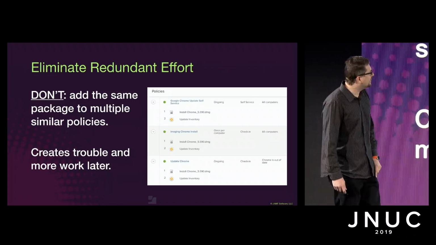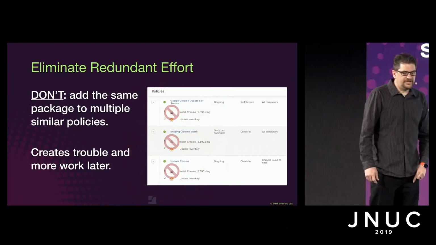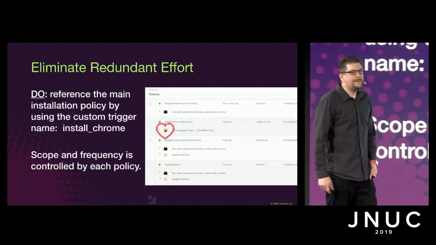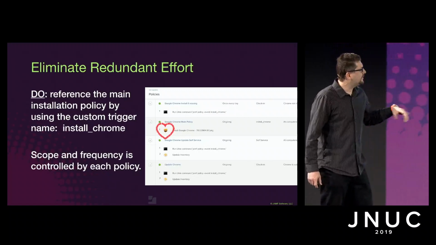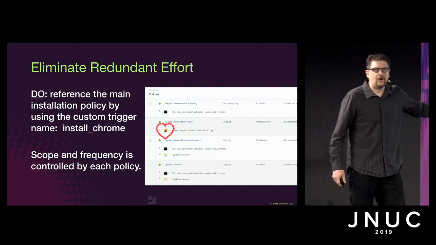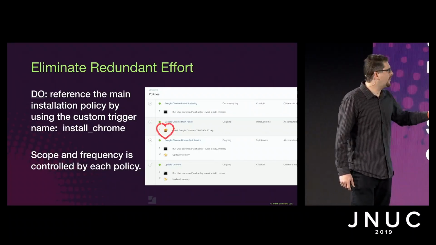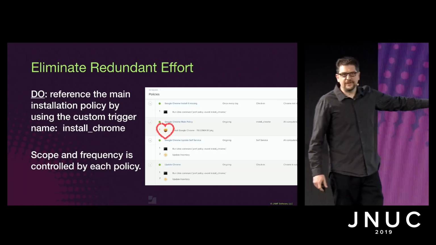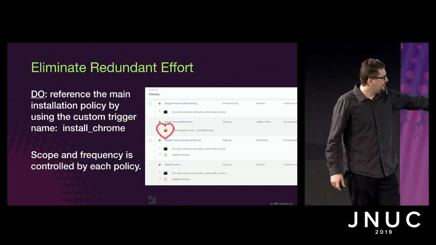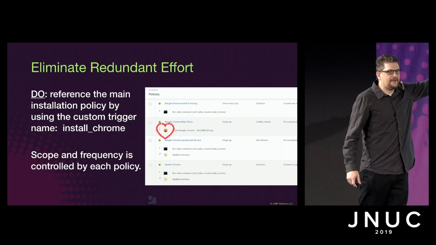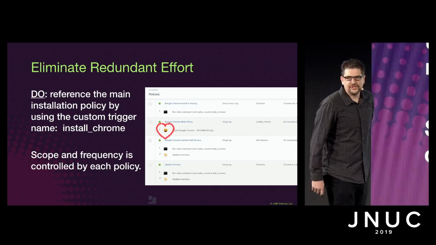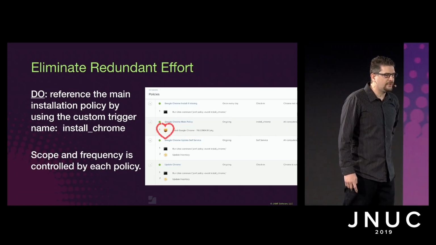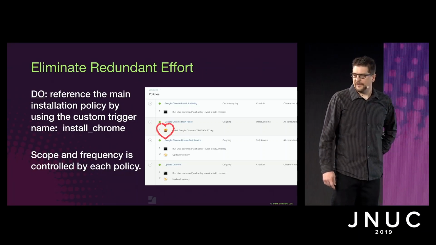There's an opportunity to leverage triggers, and you could instead make a main policy, one single policy that does the PKG installer. It's scoped to all, set to ongoing, has no actual trigger other than the custom. And then every other policy that you want to reference that, you just say, run this policy. And then it goes and does that one. Then, when and if you need to change your package, you do it in one place, and you don't have to worry about deploying 2 versions of the same app.